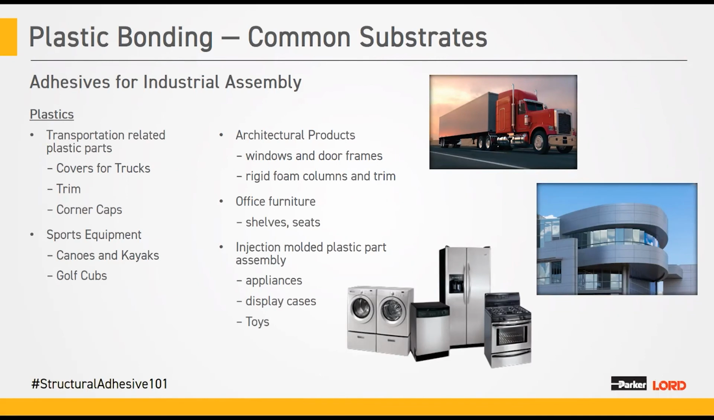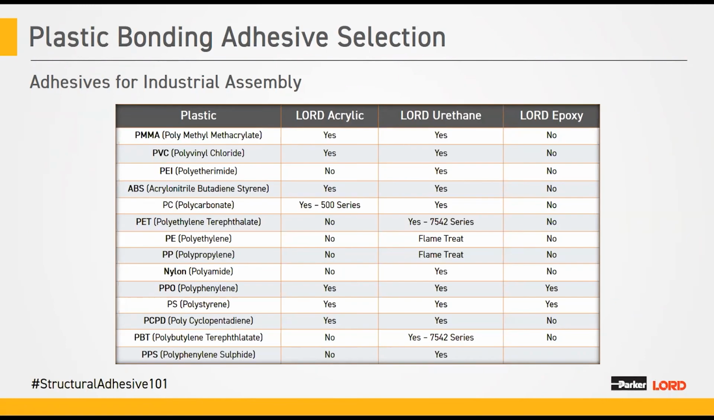On this slide, just to show those common substrates and common applications. You can see the plastics might be used in transportation, such as the covers or air dams for trucks. Certainly some of the thermoset plastics are used on hoods for heavy duty trucks, corner caps, trim, etc. Sporting equipment such as canoes and kayaks and golf clubs. Architectural products such as windows and door frames or rigid foam columns going around architectural trim. Office furniture, shelves and seats, and certainly injection molded plastic parts, such as in the appliance industry or display cases or even toys.